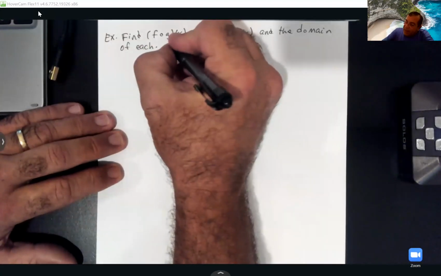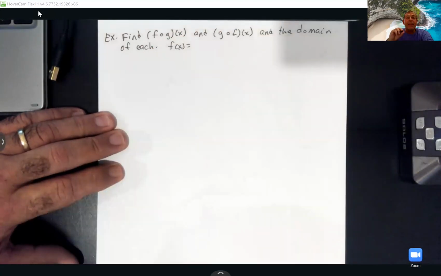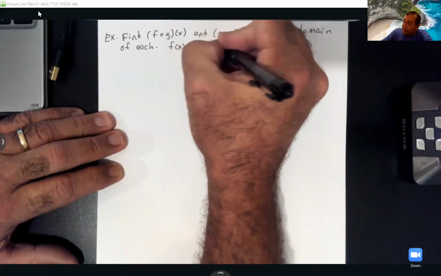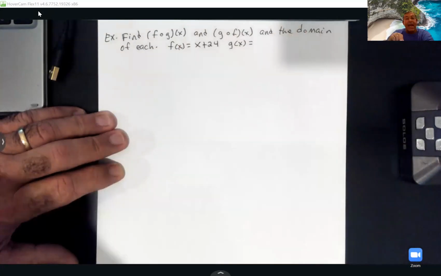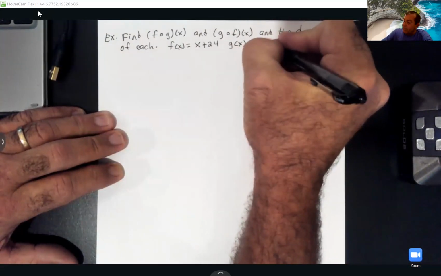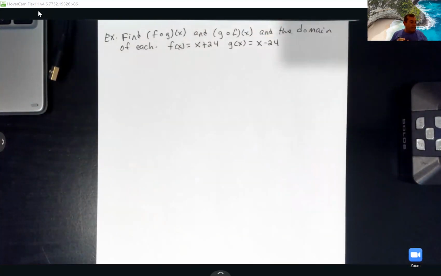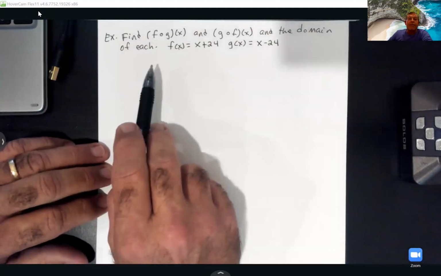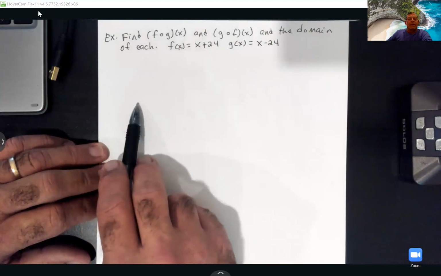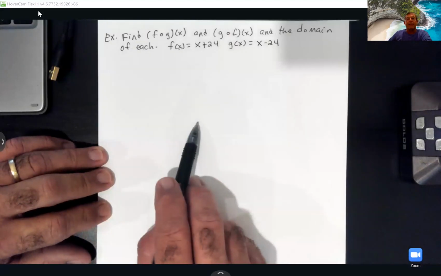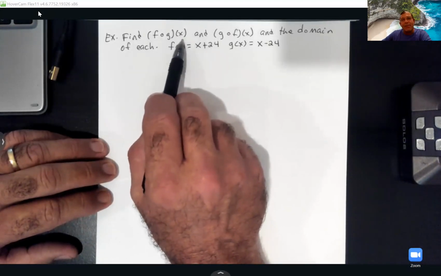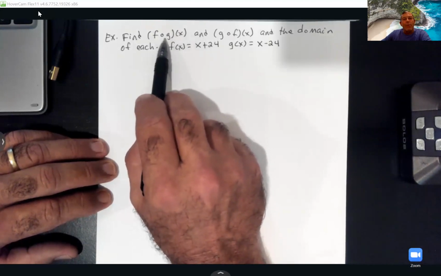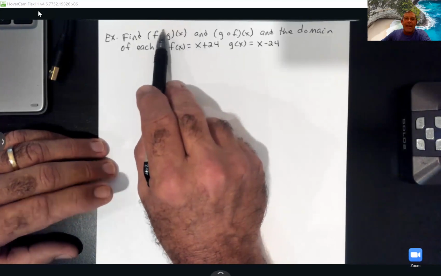So let's see what they're giving me for f of x. They're giving me x plus 24. For g of x, they're giving me x minus 24. So y'all, what I'll do is I'll figure out what f of g of x will give us, its domain. Then we'll knock out g of f of x and its domain. Now, the one thing you're going to notice on this, they did not give us any numbers on this one. So since they didn't give me any numbers for my g of x, we'll put the whole g of x function into the f function.